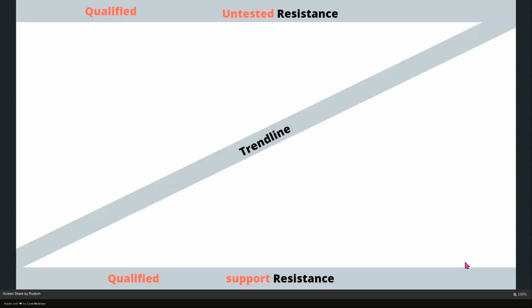Okay, so we have qualified and untested resistance here on the top and qualified untested support levels at the bottom. And then this is a trend line going up toward the level. When you participate here, I'm going to ask only for Andy and Dalvin's input because I know Justin already knows what's going on there, yeah, and Mark as well.